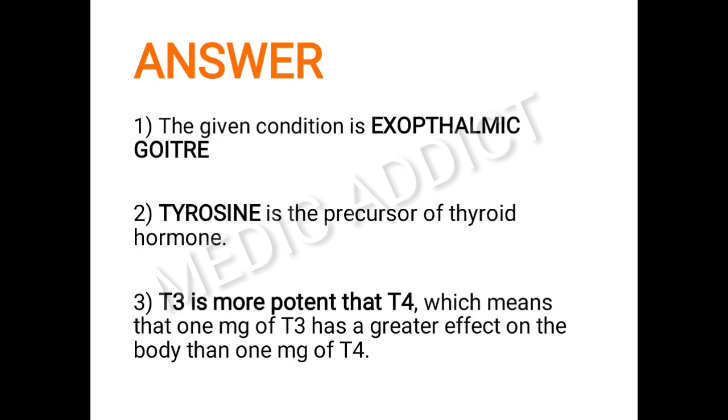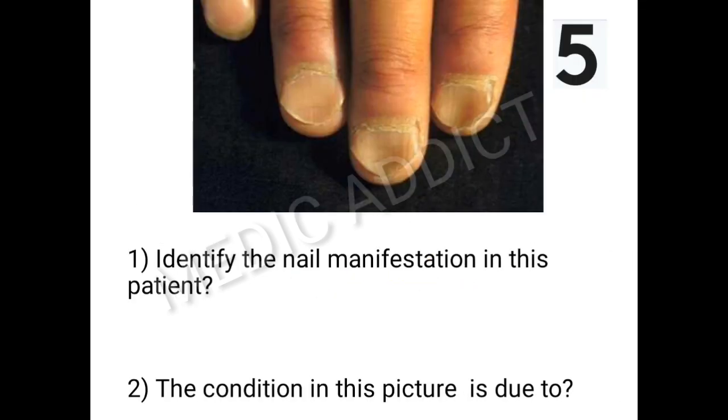Exophthalmic goiter is associated with thyroxine. So tyrosine is the precursor of the thyroid hormone. Among the thyroid hormones, which is more potent? T3 is more potent as compared to T4. When it says T3 is more potent, it actually means that T3 shows more effect than T4 when both are present in the same quantity. Alright, moving on to the fifth spotter.